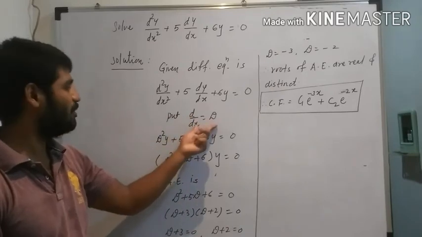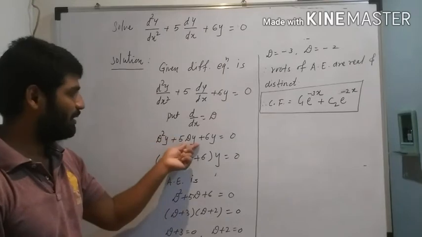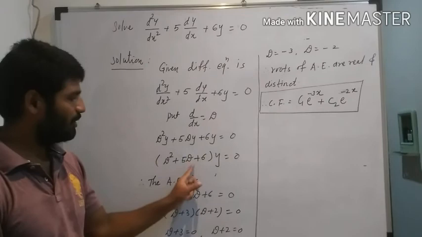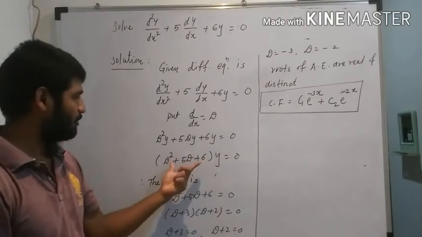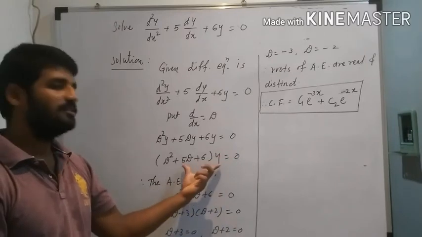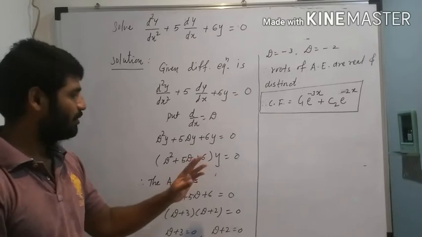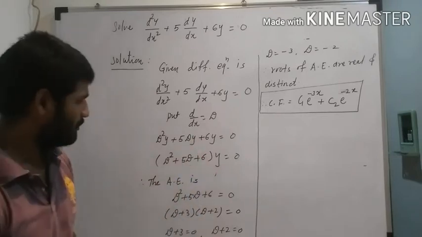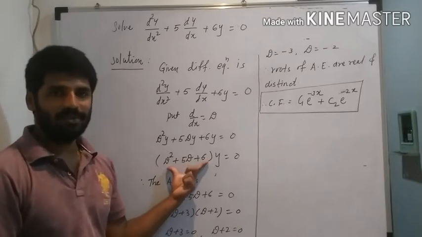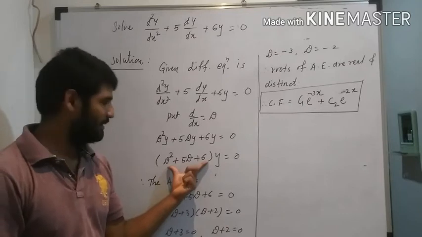So using this differential operator, after that y is a common term, so we have to take y outside. So this can be written as d square plus 5d plus 6 into y equal to 0. Now this is in the form of f of d into y equal to 0. After that we have to write the auxiliary equation. So what is the auxiliary equation? This bracketed term is nothing but your auxiliary equation, and we have to equate this bracketed term to 0 to prepare the auxiliary equation.